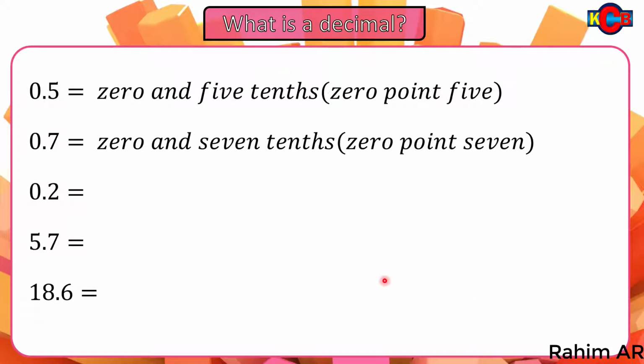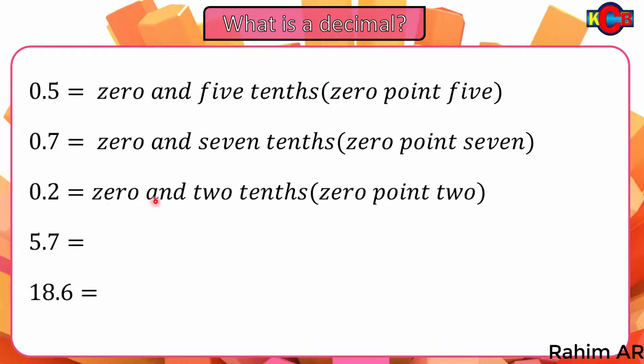Now, try the other decimal numbers. Can you try to say this number? Okay. This is 0 and 2/10 or 0.2. If you got it right, congratulations. Now, for the next example.